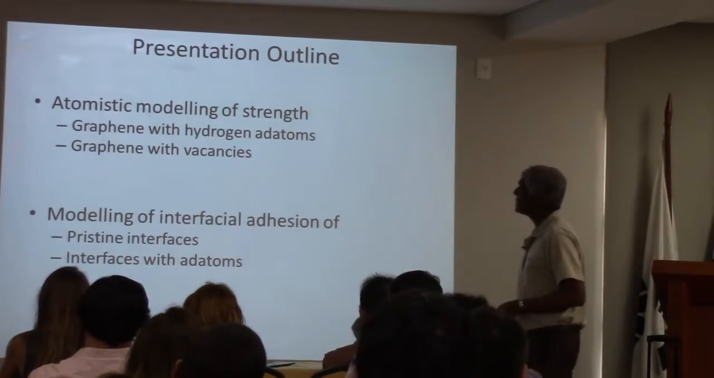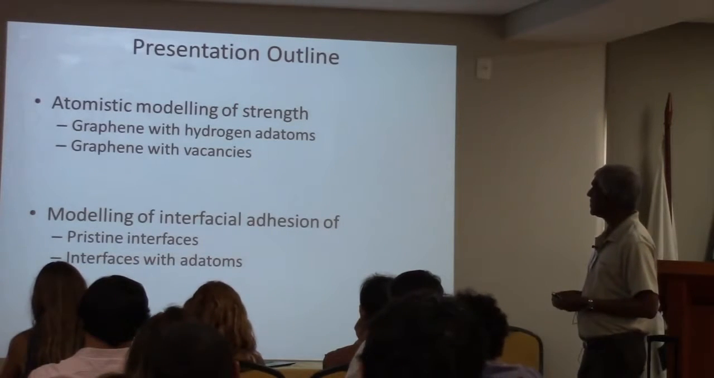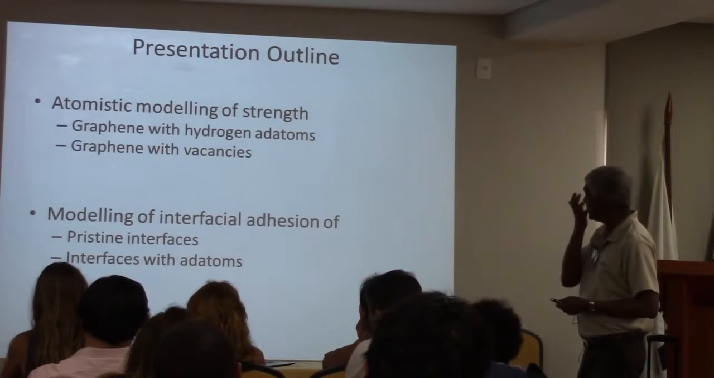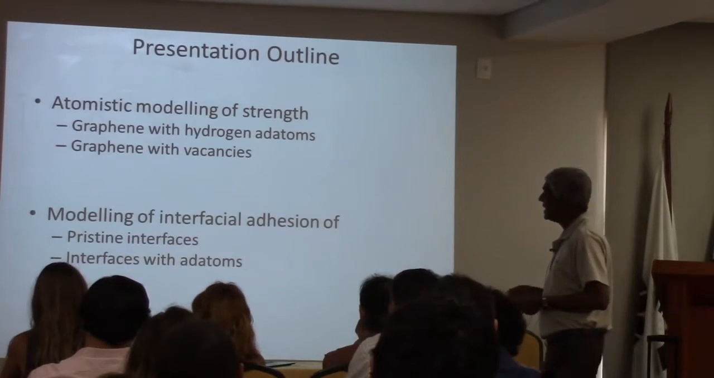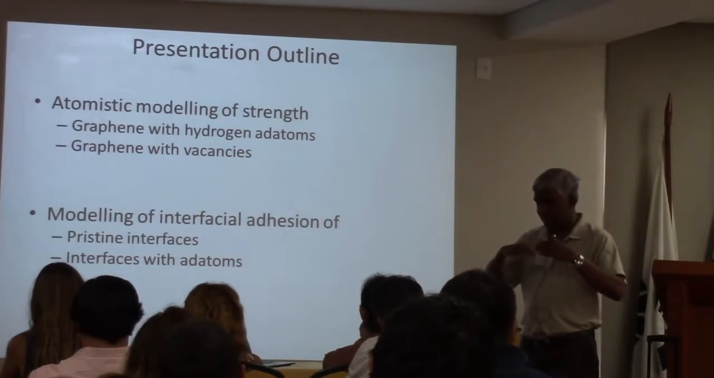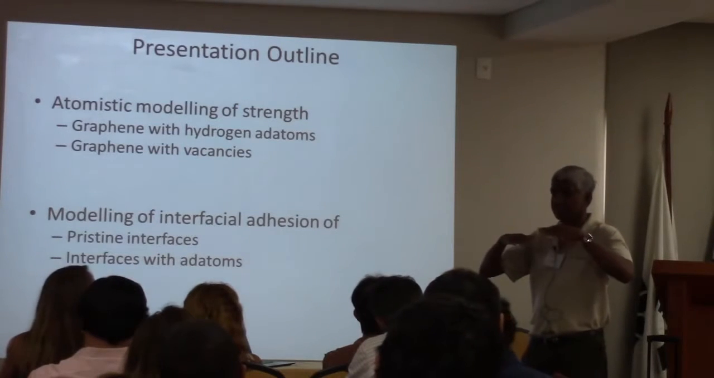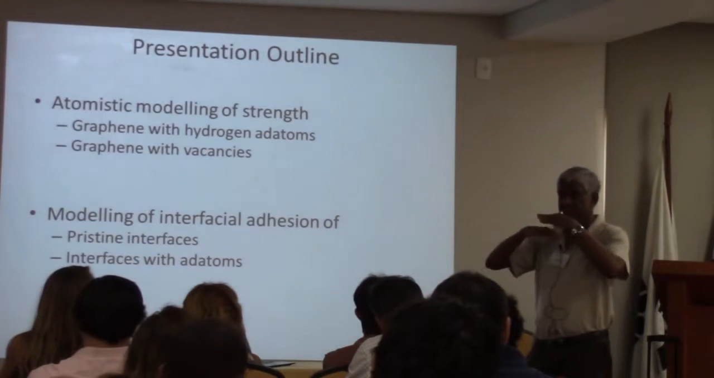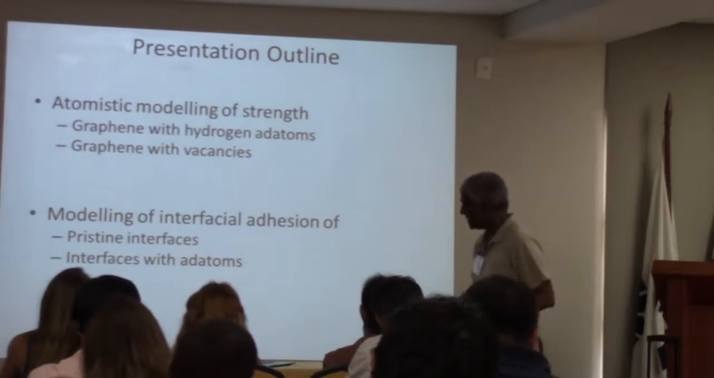First I will talk about some atomistic modeling of strength under different situations, and then we will talk about what really happens in systems like composite materials, where you have two material systems interacting.